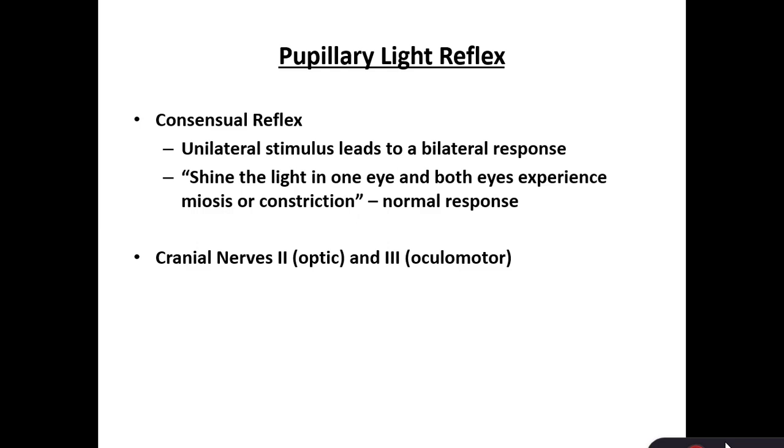So here there are two cranial nerves involved. The optic nerve, cranial nerve number 2, which is the sensory or the afferent nerve, and cranial nerve number 3, the oculomotor nerve, which is the motor or efferent nerve.